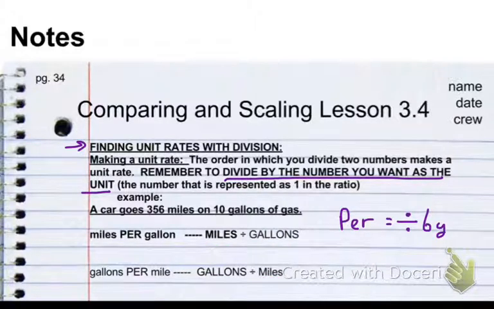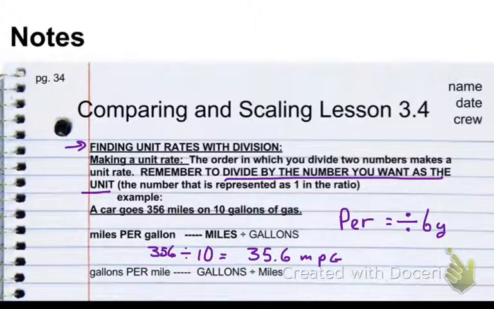So in my example here, a car goes 356 miles on 10 gallons of gas. Well, miles per gallon, well, I need to put miles first, 356, and divide by 10. And I get 35.6 miles per gallon.